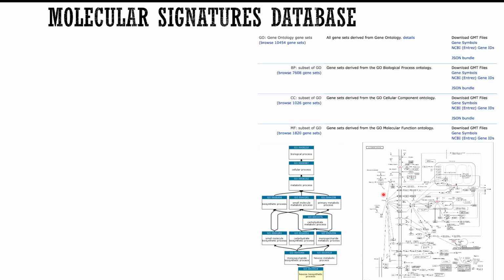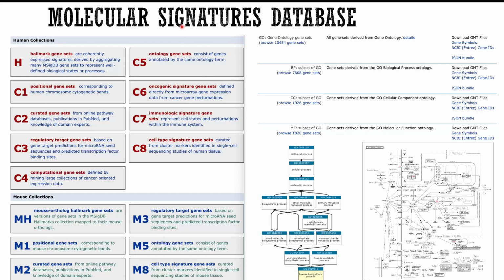Both databases can be found in the Molecular Signatures Database, which is a collection of basically all pathway databases, and classified them into different categories. For example, we have hallmark gene sets, we have ontology gene sets, we have KEGG gene sets in C2 category, we have onc gene sets, and so on.